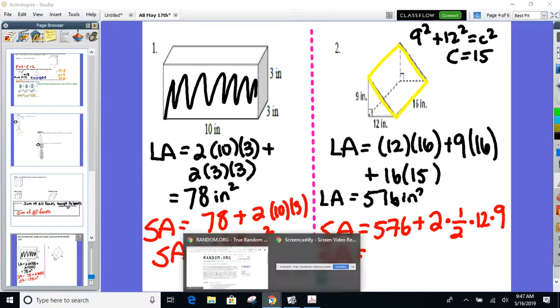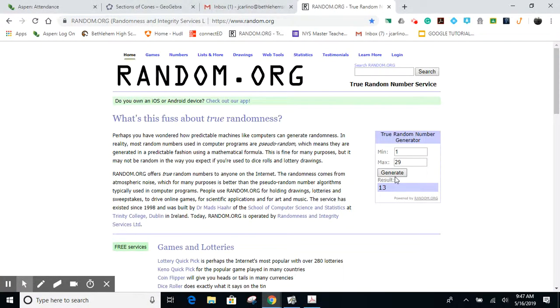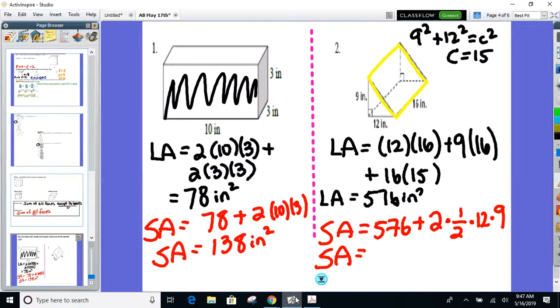So as you crunch those numbers, what's my surface area? 13. What's the surface area when you're ready? Yep, thank you. And real quick, I call this a common sense thing: what should you always know about the surface area versus the lateral area? Yeah, it should be bigger. Surface area should always be bigger. If it's not, something is wrong.